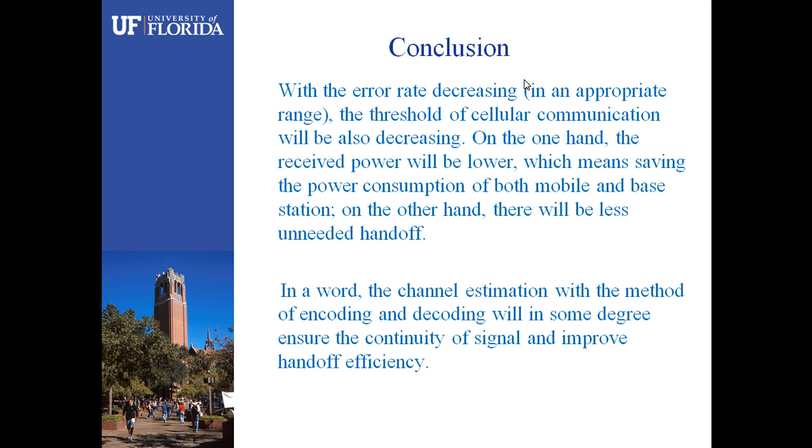Here we come to the conclusion. With the error rate decreasing, the threshold of cellular communication will also decrease. Then the received power will be lower, which means saving power consumption of both mobile and base station. On the other hand, there will be less unneeded handoff. In a word, channel estimation with the method of encoding and decoding will to some degree ensure the continuity of signal and improve handoff efficiency.